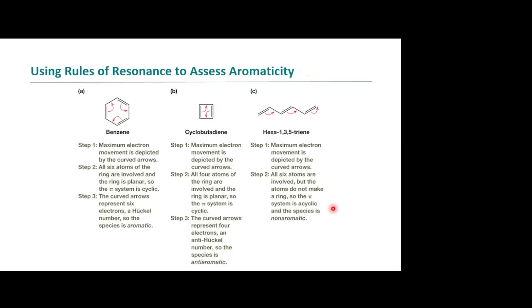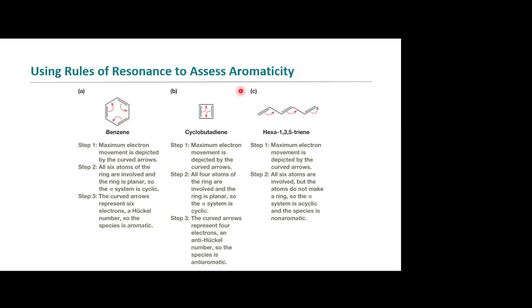So this right here, benzene, we go through step 1, and so we move all of them over one step along that ring, going around the ring, right? And then we go to step 2, and we see that all 6 atoms of the ring are going to be involved. This is going to be a planar ring, thus, and we have a pi system that is cyclic, and so it fulfills the condition so far. And then we get to step 3, and we see that we're moving 2 electrons in each of these ones. And so that is 6 electrons, right? That's a 4n plus 2. And so that one's aromatic.